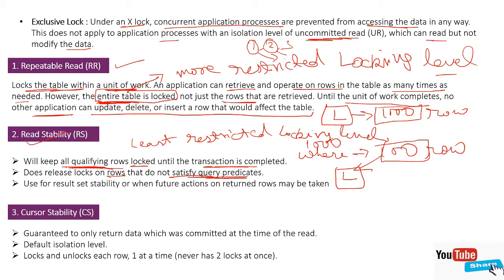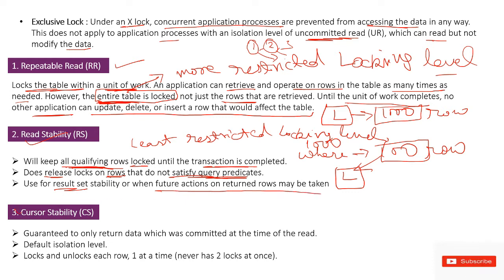Means whatever rows are not satisfying the query or where clause, it will release the lock from those rows, and use for result set stability or when future action on retrieved rows may be taken.